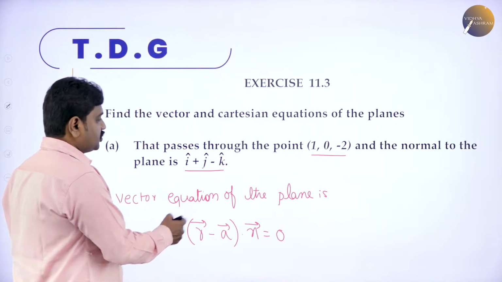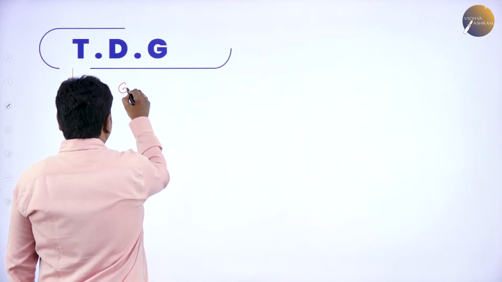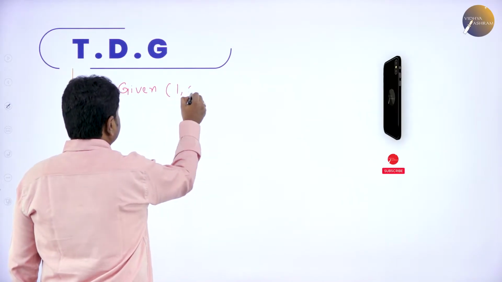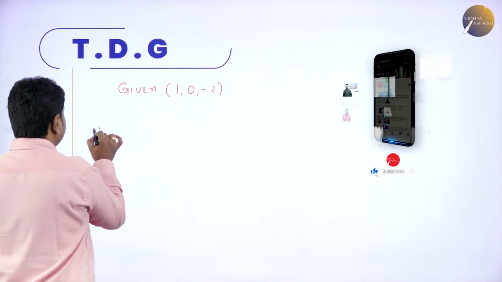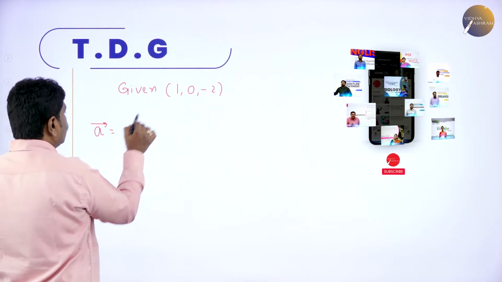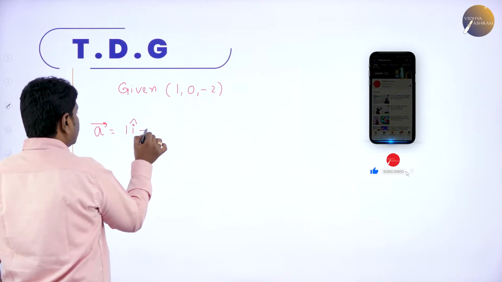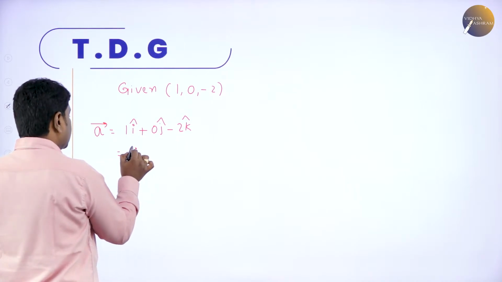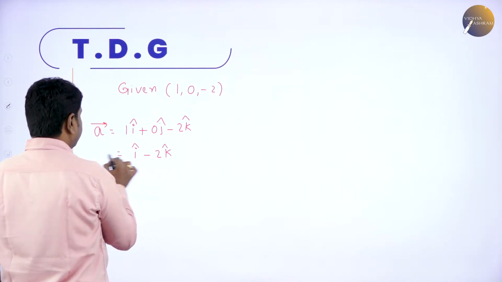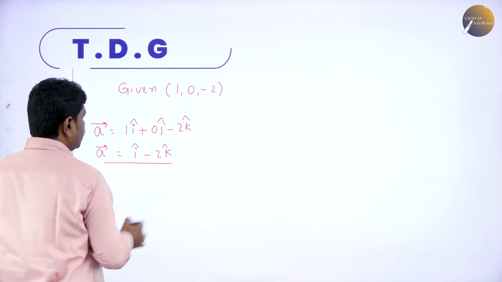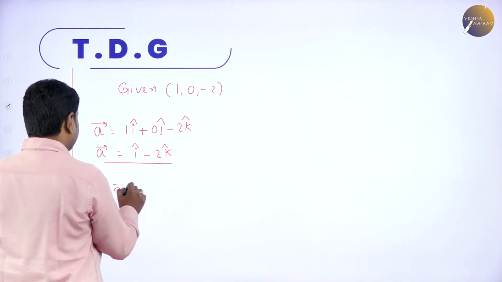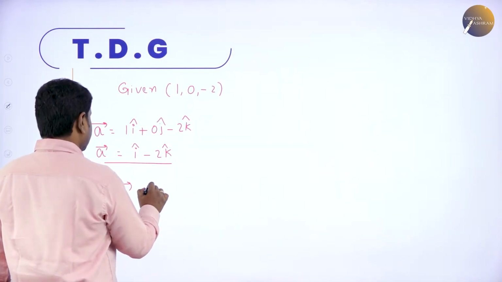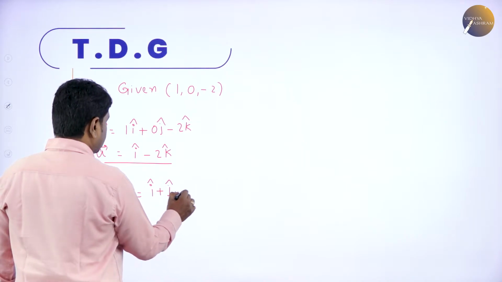So now substituting. So given point, what is the point they give? Point is 1, 0, minus 2. For this point, position vector is vector a. So vector a is 1 i cap plus 0 j cap minus 2 k cap, or simply i cap minus 2 k cap. This is vector a, the position vector of the point. And perpendicular, what is perpendicular? Perpendicular is i cap plus j cap minus k cap.